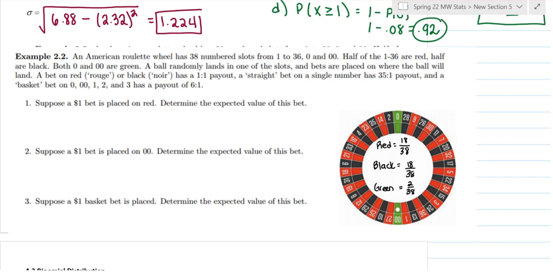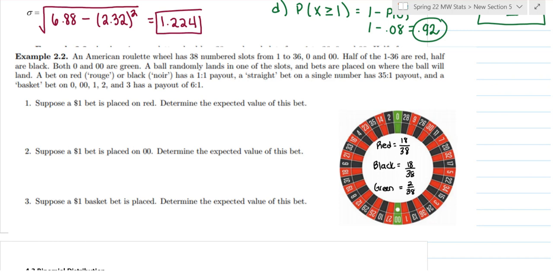So a ball randomly lands in one of the slots, and bets are placed on where the ball will land. A bet on red, rouge, or black, noir, has a 1-1 payout. Okay, meaning that if you bet $1, you get a dollar. So you get your dollar back, and you get $1. You bet $5, you get 5. All right. A straight bet on a single number has a 35 to 1 payout. So that's just a single slot. And a basket bet, which is 0, 00, 1, 2, or 3, has a payout of 6 to 1. So if you put $1 in, you get $6. You put $2 in, you get 12, etc.